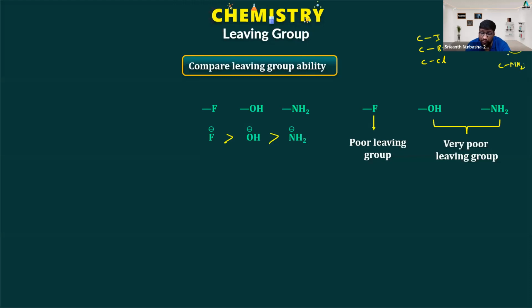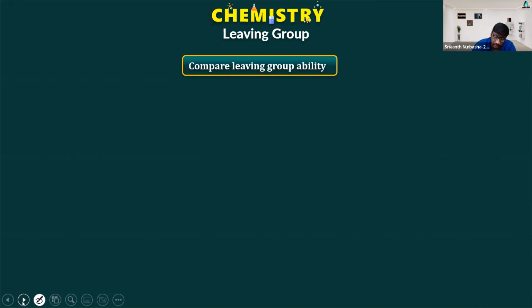C-OH, C-NH2, this OH and this NH2 will not leave easily, because when you compare F minus, OH minus, NH2 minus, F minus is more stable. Why? Because of the more electronegative atom possessing the negative charge, right? So OH and NH2 are even poorer leaving groups. Like that you have to compare.